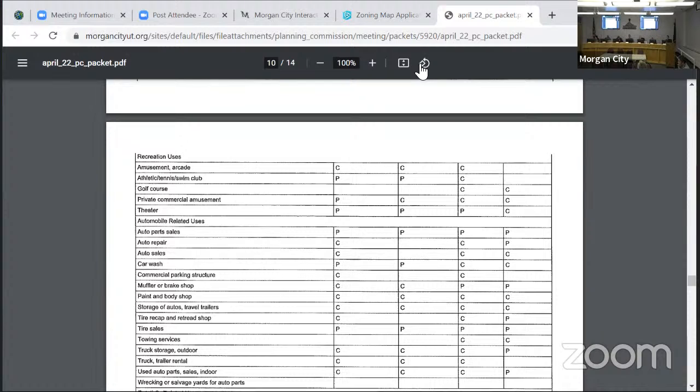Does that make sense? And pardon, I don't know the answer to this, but is the historical also in the land use table? And does it have land uses listed as well?